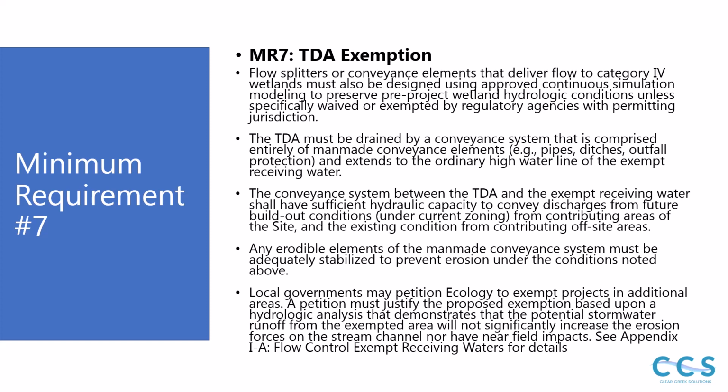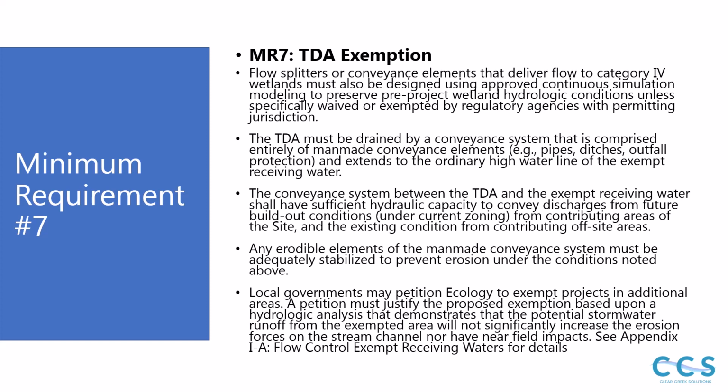The TDA must be drained by a conveyance system that is comprised entirely of man-made conveyance elements, e.g. pipes, ditches, outfalls, and extends to the ordinary high water line of the exempt receiving water. The conveyance system between the TDA and the exempt receiving water shall have sufficient hydraulic capacity to convey discharges from future build-out conditions under current zoning from contributing areas of the site and the existing condition from contributing off-site areas. Any erodible elements of the man-made conveyance system must be adequately stabilized to prevent erosion under the conditions noted above.